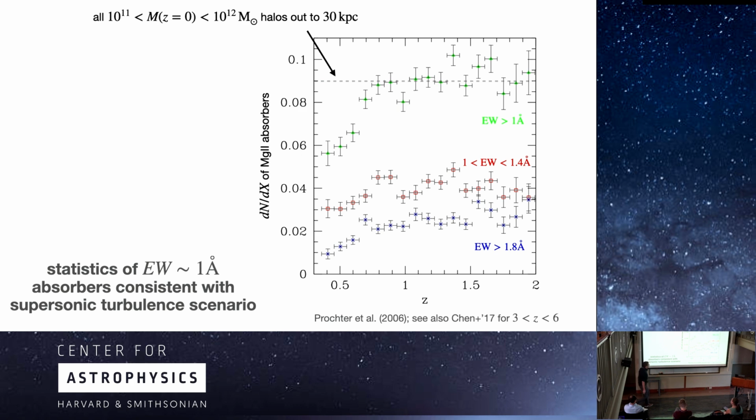We just started comparing to the data. We started with very early data by Proctor et al. 2006, where they measured the number density of magnesium-2 absorbers with high equivalent width. The conclusion is that, at least to an order of magnitude, the statistics of the high equivalent width absorbers is consistent with the supersonic turbulent scenario.